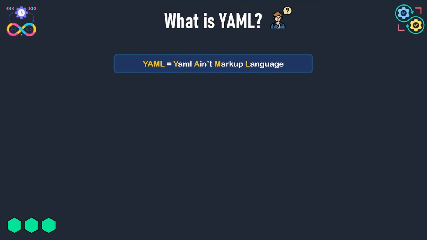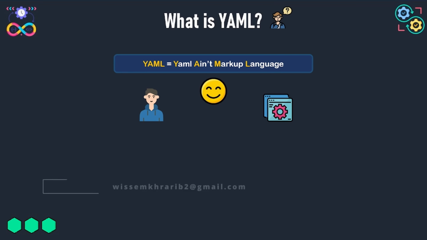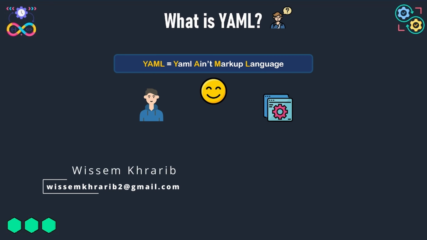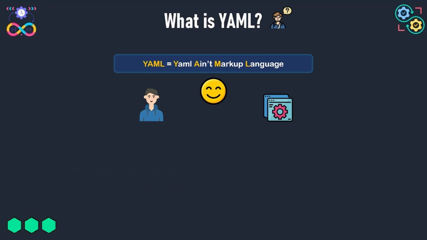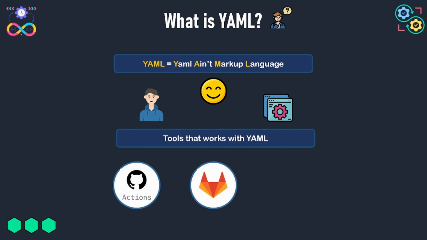YAML is designed to be easily readable for both humans and programs, thanks to its syntax, which relies on indentation to denote structures. It is used by various tools to write configuration files, such as GitLab and GitHub Actions to configure the CI/CD pipeline, and Kubernetes to write the configuration files for the objects that we have in Kubernetes. These are just some of the tools that make use of YAML to represent configuration data, and there are many other tools that we didn't mention here.